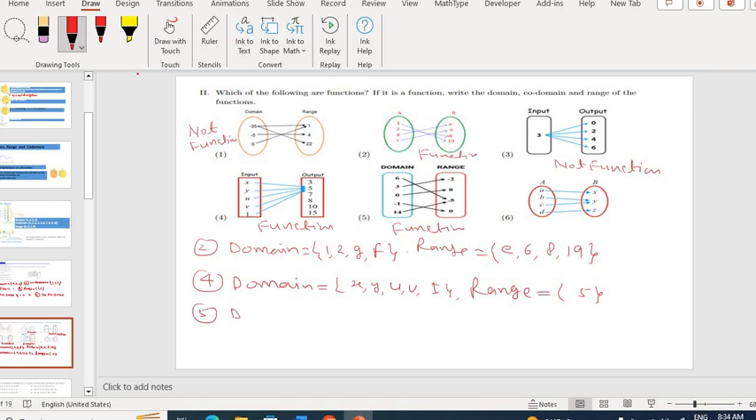So the domain is 6, 3, 0, minus 1, 14. Range is minus 2, 8, minus 5, 0. And the codomain is the same, minus 2, 8, minus 5, 0. Question number 6 is a function. So the domain is A, B, C, D, range is X, Y, Z, and codomain is also X, Y, Z. So hopefully you people understand.